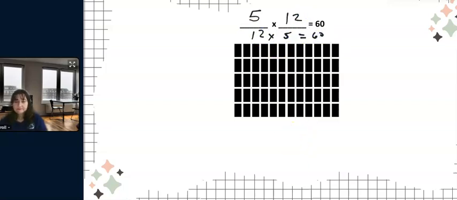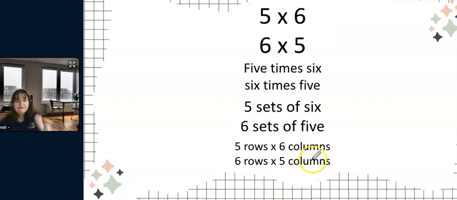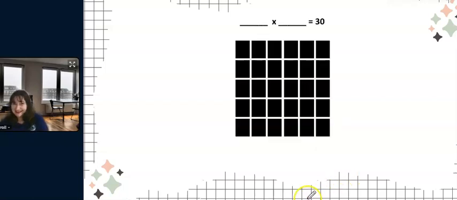Got it? What about this one? 5 times 6, 6 times 5, 5 sets of 6, 6 sets of 5, 5 rows by 6 columns, 6 rows by 5 columns. Hopefully you got 30 out of that. That's right. This would be 5 times 6, or 6 times 5.